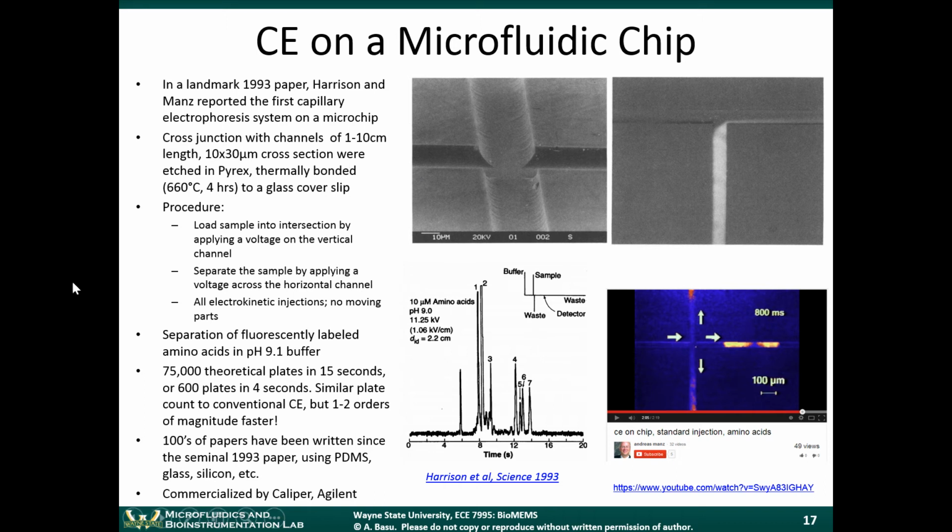So the CE microfluidic chips were cross junctions. The length of these things were 1 to 10 centimeters, and the cross section, meaning the width and the height of the channel, were around 10 to 30 micrometers. And they were made in glass because you need glass to get electroosmotic flow. So the material that you use is very important.